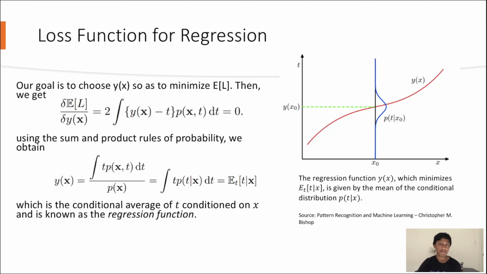The next goal is to choose y(x) that minimizes the expected loss. We can get this y(x) by applying the variation of the expected loss with respect to y(x), giving this formula, which is set equal to 0 because we want to minimize the expected loss. Then, by applying the rules of probability, we get that y(x) is equal to the mean of the conditional distribution p(t given x). This is known as the regression function.